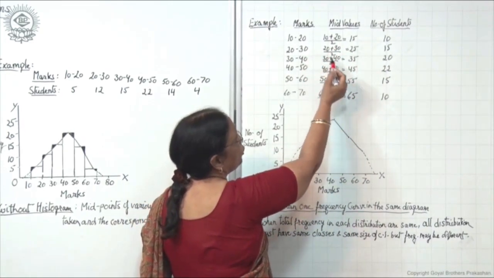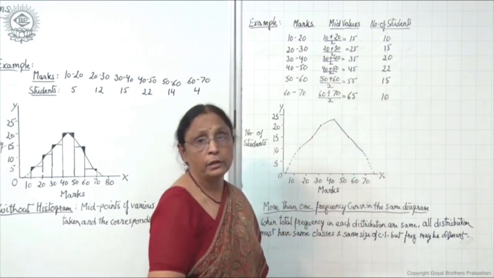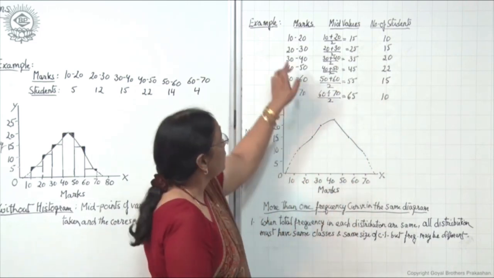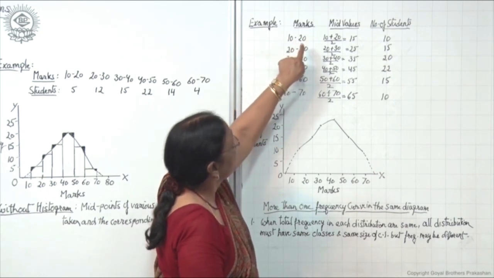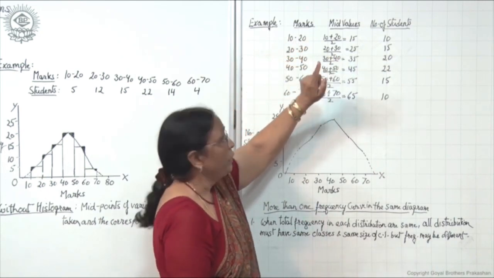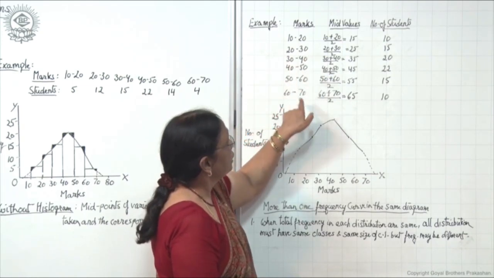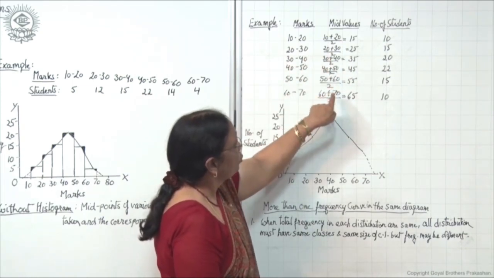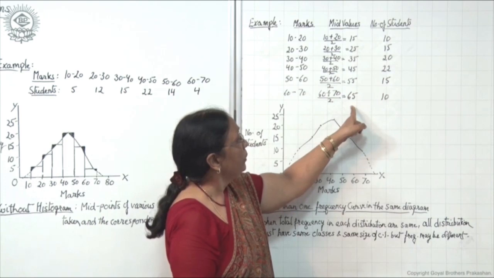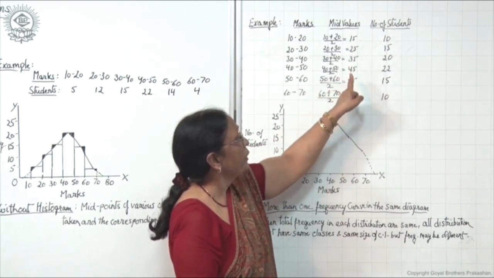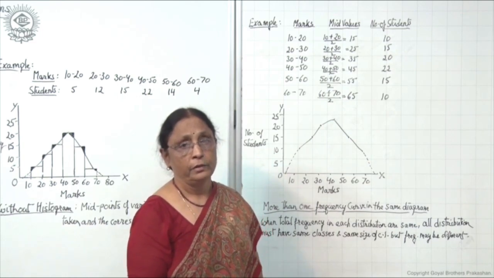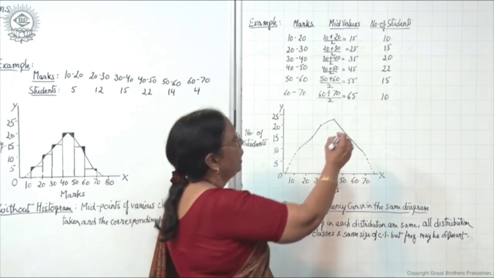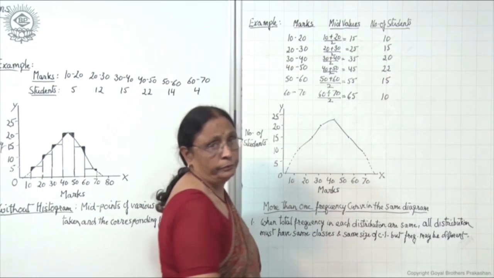20 plus 30 upon 2, this way you will get the mid value. That means for this class interval, this 10 plus 20 divided by 2 will be the mid value. Same way all the class intervals are divided by 2 and we get the mid values, that is 15, 25, 35, 45, 55 and 65. Clear? And the frequency is given here.